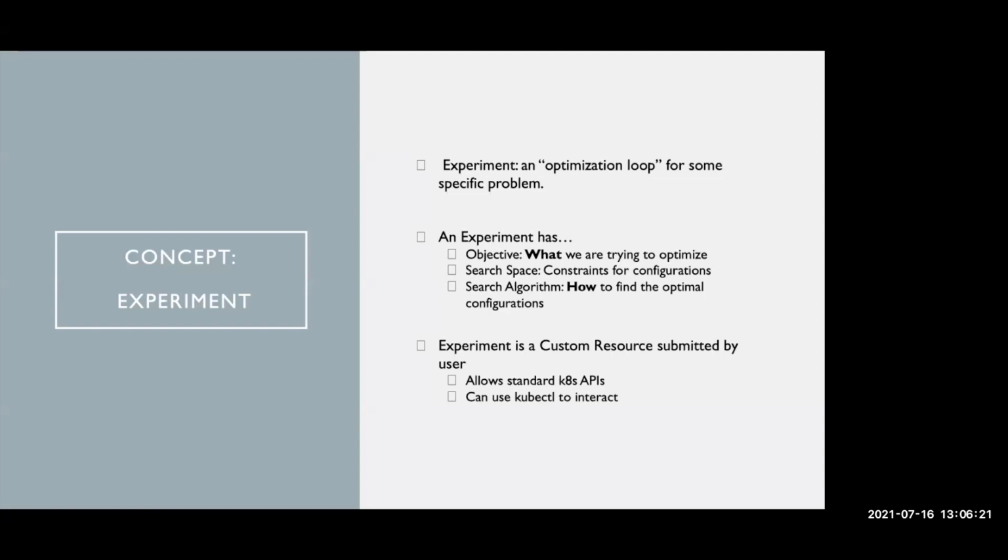All these concepts are finally defined as a custom resource in Kubernetes, which basically allows you to have kubectl access and the normal ways to handle it. Since the experiment is a custom resource, there is a custom controller for that, called the experiment controller, which watches it, and I'll talk more about it in the system architecture slide.